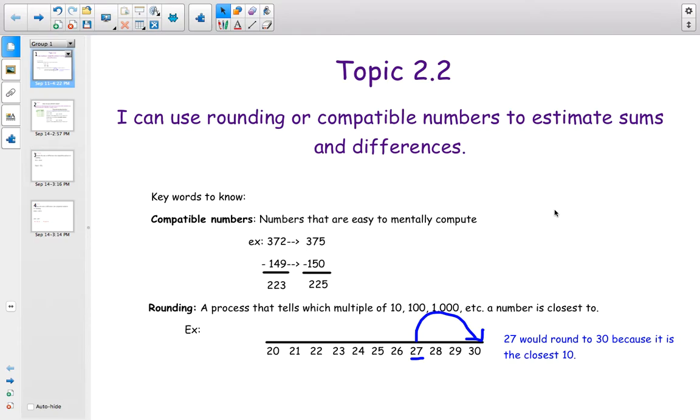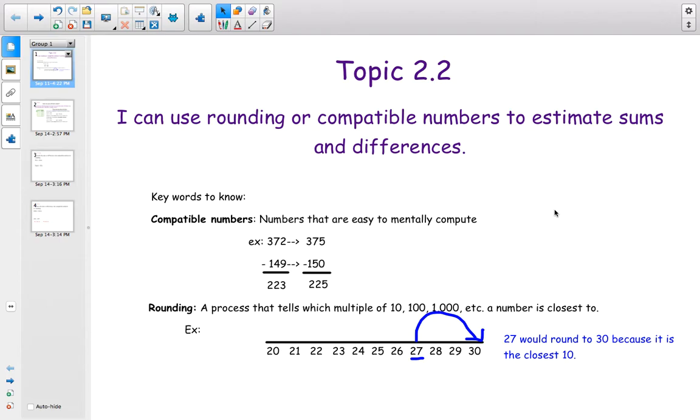So for example, we have 372 minus 149. If we're asked to estimate the answer, we can use compatible numbers to make it a little easier to solve. So 372, a good compatible number for that would be 375. I know that I can easily add or subtract that number. For 149, a good compatible number would be 150.